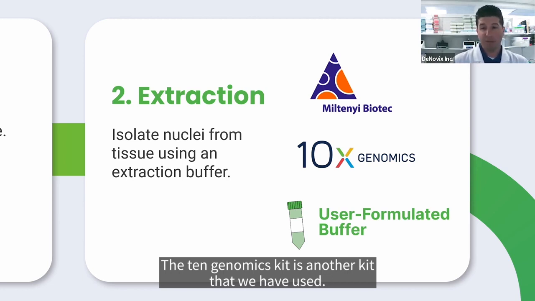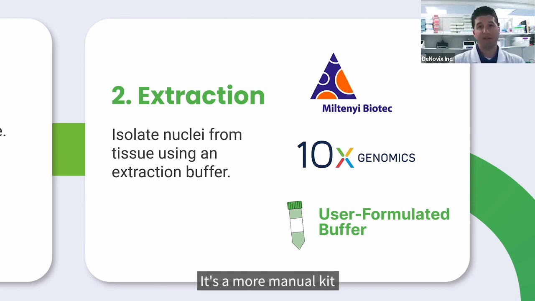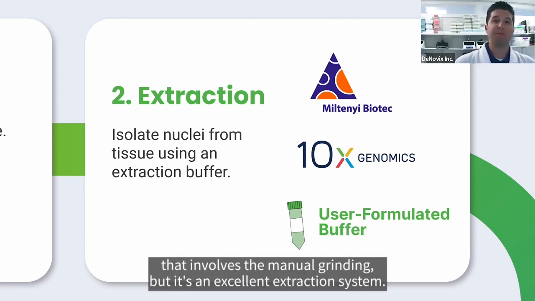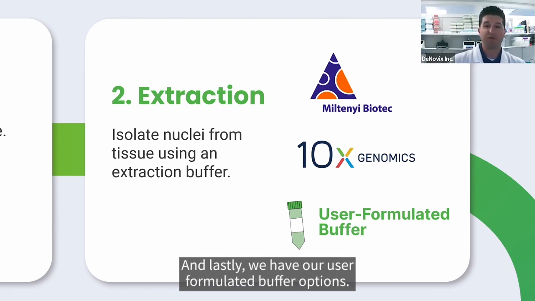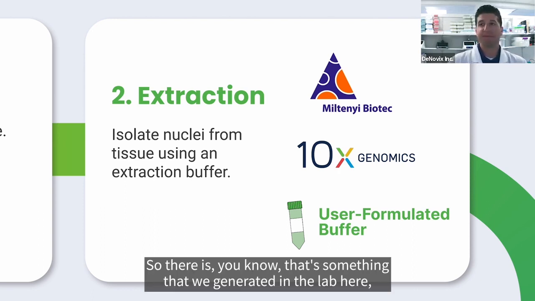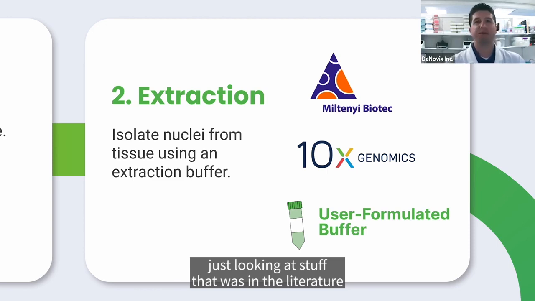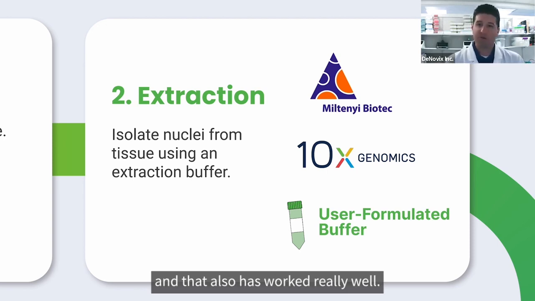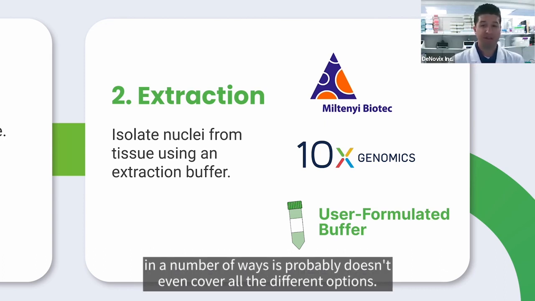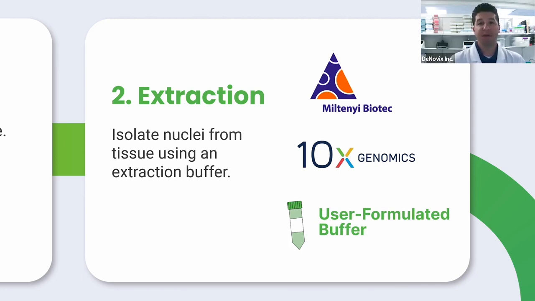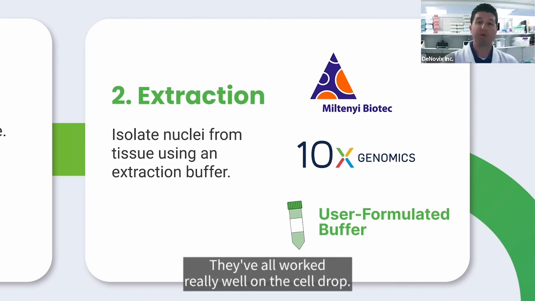The 10x Genomics kit is another kit that we have used. It's a more manual kit that involves manual grinding, but it's still an excellent extraction system. We have some images later in the talk that I can show that demonstrate how efficient that is on the Celldrop. And lastly, we have our user formulated buffer option. That's something that we generated in the lab here, just looking at what was in the literature, and that also has worked really well. So the nuclei can be extracted in a number of ways. This probably doesn't even cover all the different options, but these are 3 that we've tried personally, and they've all worked really well on the Celldrop.